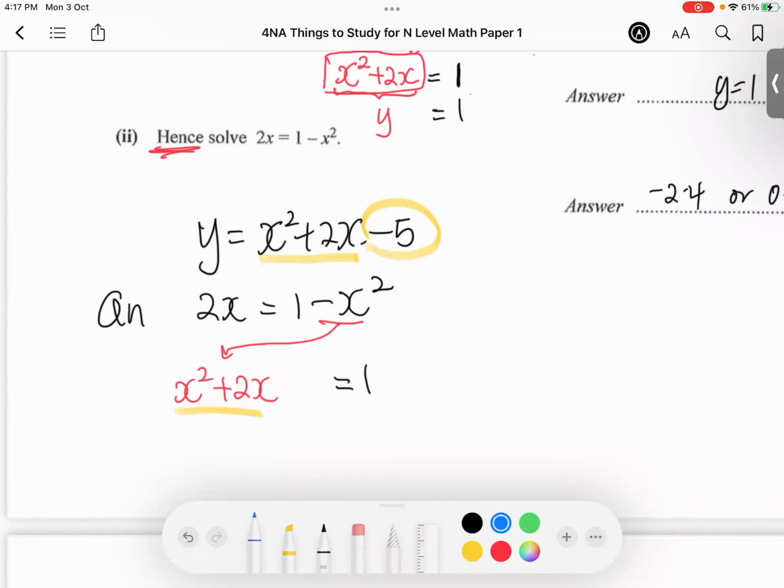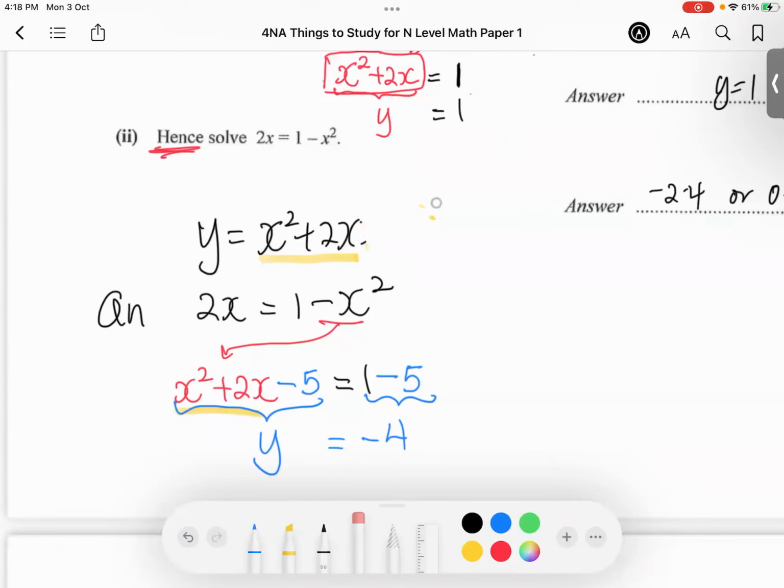Then what am I going to do? I add a minus 5 on the left-hand side and a minus 5 on my right-hand side, so that this whole thing will appear. Then this part will be numbers. So it's not necessarily always equal to 0. It depends on what my question and my graph are. If I only have this, then it's just 1.